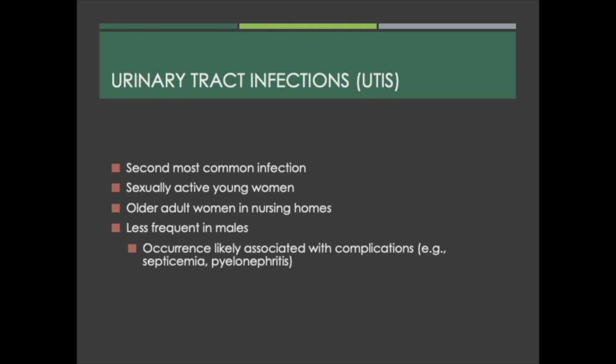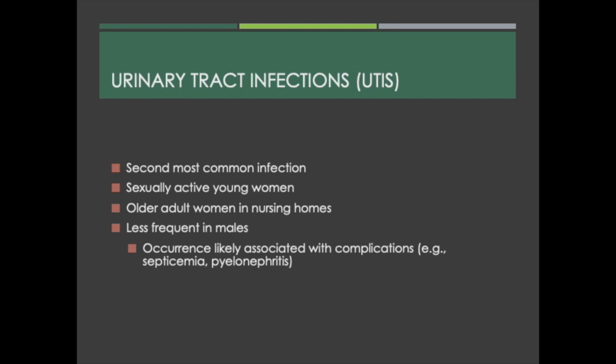UTIs can be classified according to where they're located: upper urinary tract, lower urinary tract. When you think about the upper urinary tract, you're thinking about kidneys. When you're thinking about the lower urinary tract, you're thinking about the bladder and the urethra. But within this classification, cystitis and urethritis are considered lower urinary tract infections, and pyelonephritis is an upper urinary tract infection.